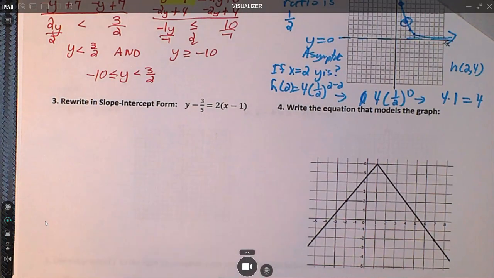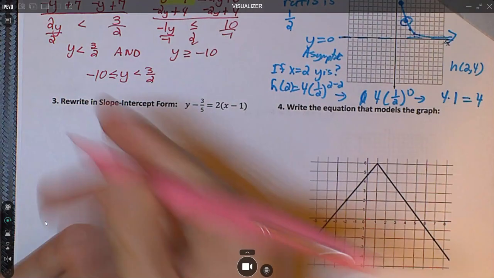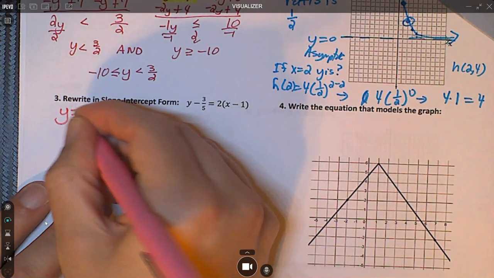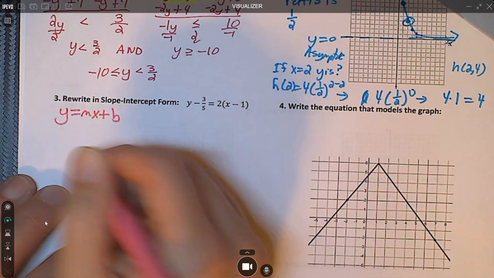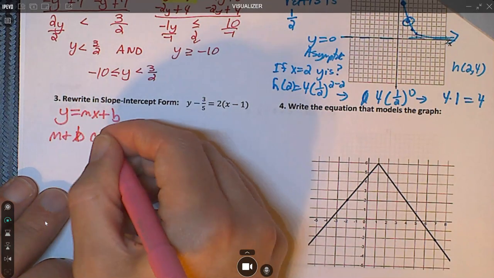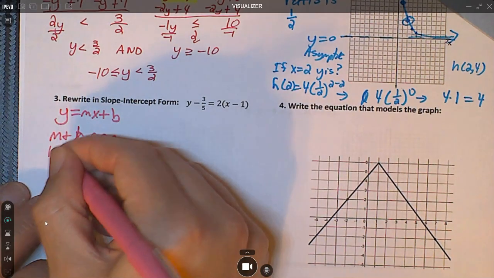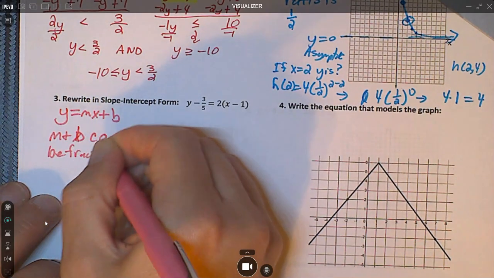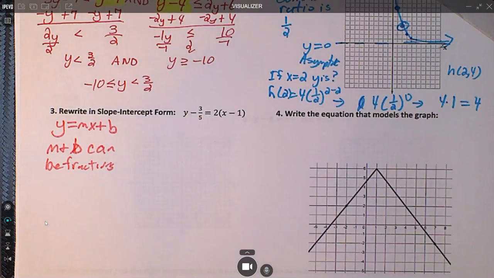Okay, so that one's more calculus and really Algebra 2. Right, in slope-intercept form, y equals mx plus b, m and b can be fractions. So it's different than point-slope.